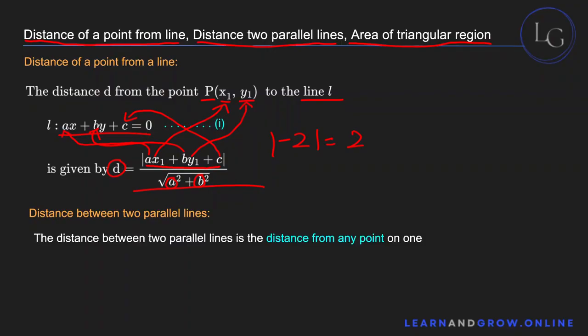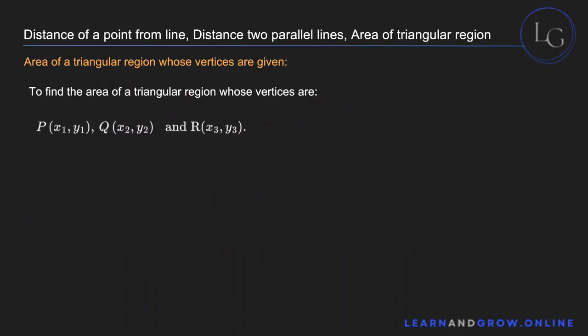And similarly, you can find out the distance between two parallel lines by just taking a point on one of the lines and calculating its distance from the other line, right? Just simple. I don't think there's really much to do about this. And now let's see what the area of a triangle is.